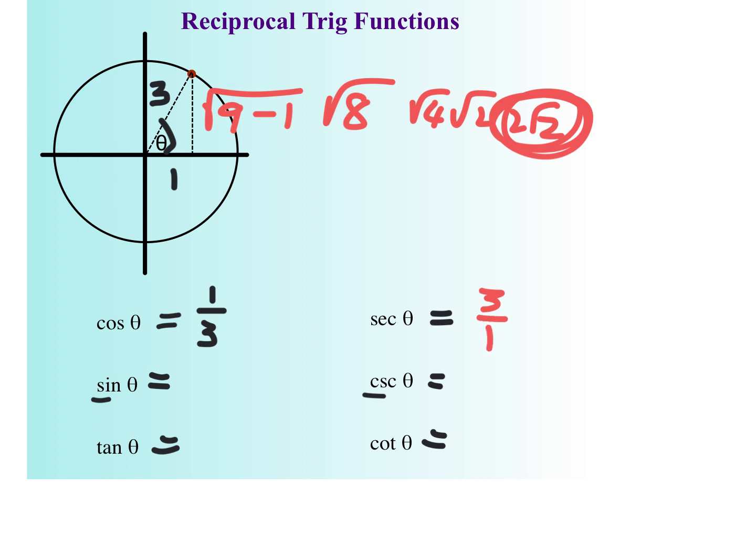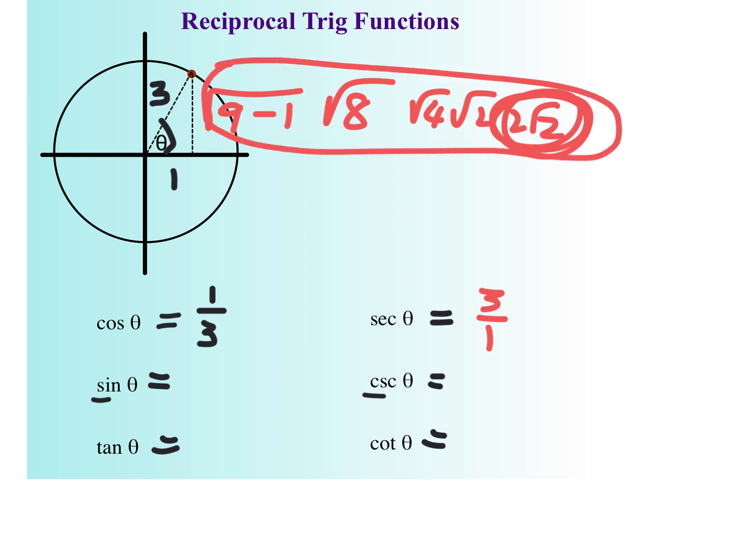Okay, then for the secant, I can just flip it. 3 over 1, done. For the sine, I have to go back to my triangle and go opposite. This side here is the opposite from the reference angle. Opposite over hypotenuse, so 2 root 2 over 3. Cosecant, just flip it: 3 over 2 root 2.